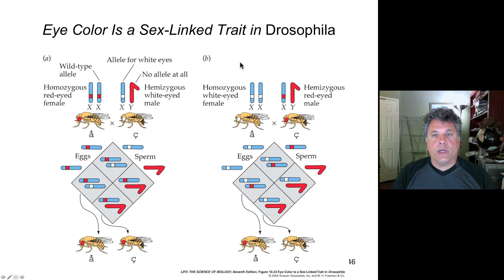Now, we're going to consider one other feature before moving on to genetic mapping. One other feature that seems to defy Mendel, but of course does not, and that is we need to consider the phenomenon of sex linkage. So that's what we'll be talking about in the next section of this lecture.